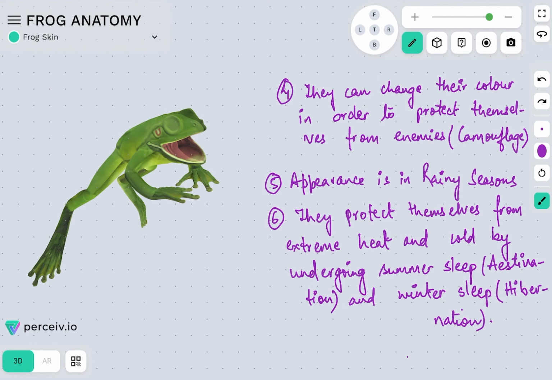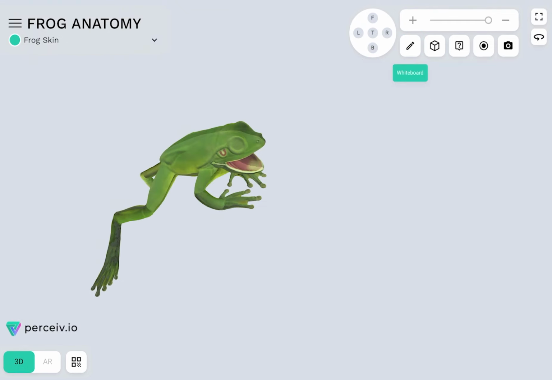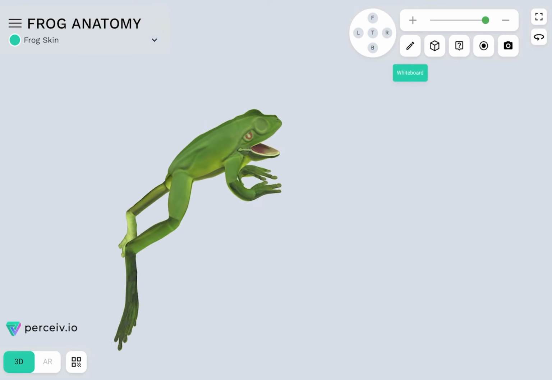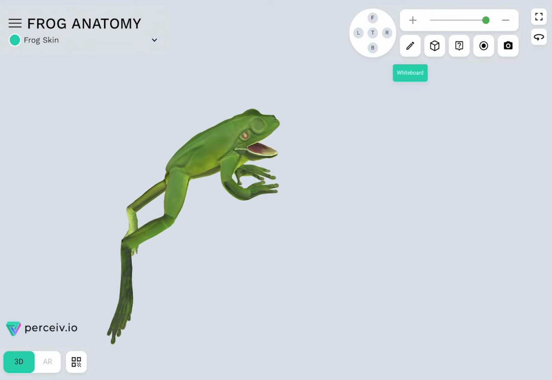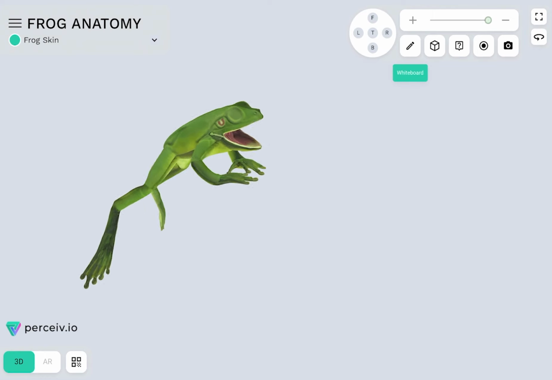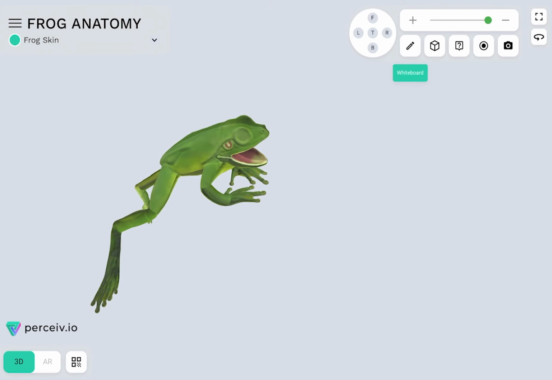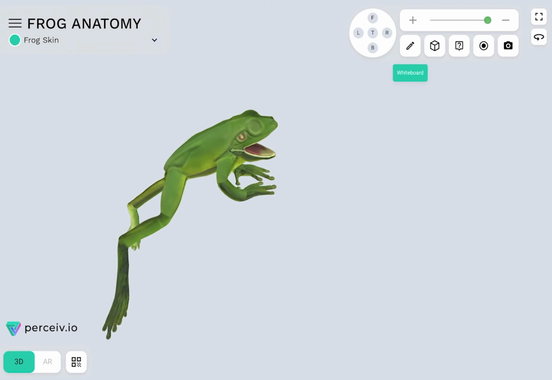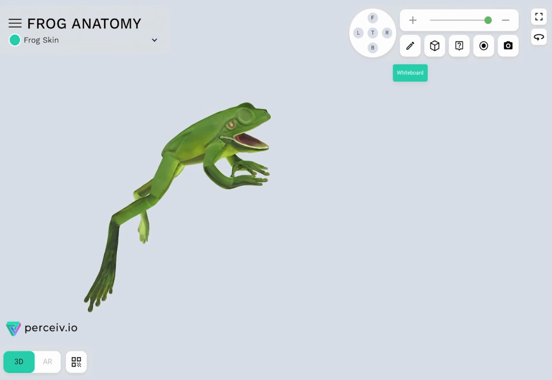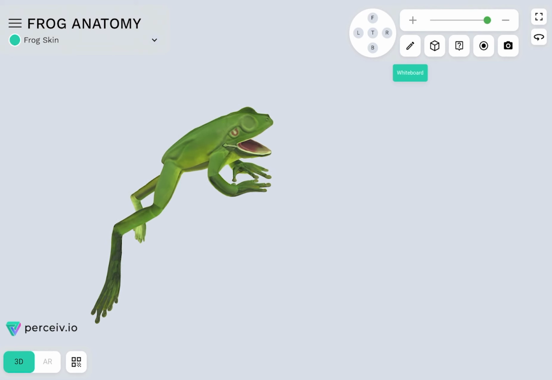All right, so these are some of the general features of the frog that we have seen. Now we are going to talk about the morphology of the frog. As you can see on your screen, we will first start with the skin of the frog. The skin of the frog seems to be very shiny and slippery. That means it is smooth and slippery, and this shiny nature of the frog skin is because of the presence of mucus.